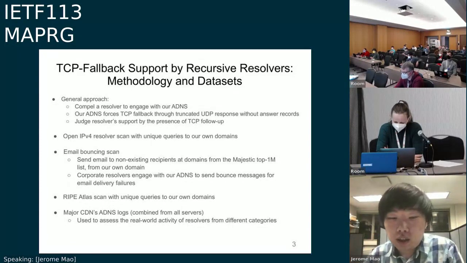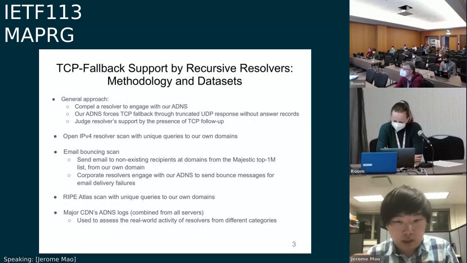The third data set, we use the famous RIPE Atlas platform. We let the Atlas probes send unique queries to our own domains through their resolvers. And for the last data set, we have the ADNS logs from a major CDN. Those logs are highly aggregated, so we only use those logs to assess the real-world activity of the resolvers from different categories.